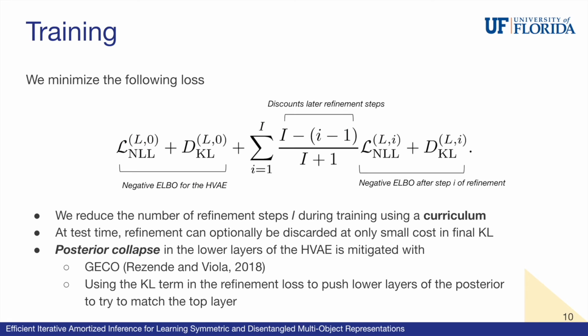Putting everything together, we minimize the sum of the HVAE's negative ELBO with a sum of discounted negative ELBOs from each refinement step. We reduce the number of refinement steps after an early phase of training following a curriculum, which speeds up total training time. To mitigate posterior collapse, we use Gecko and a modified KL term in the refinement loss, which pushes lower layers of the bottom-up posterior to match the top posterior layer. Please see our paper for more details.